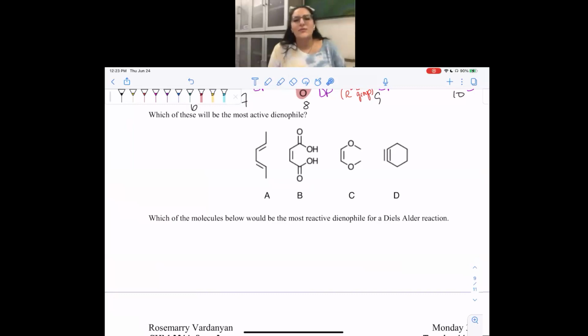Okay, so which one of these is going to be the most active dienophile? Remember what I said about withdrawing groups making it a better dienophile. Another way of saying that is it's going to be an active dienophile. So essentially, we're looking for the most withdrawing group. What do y'all think the answer would be?